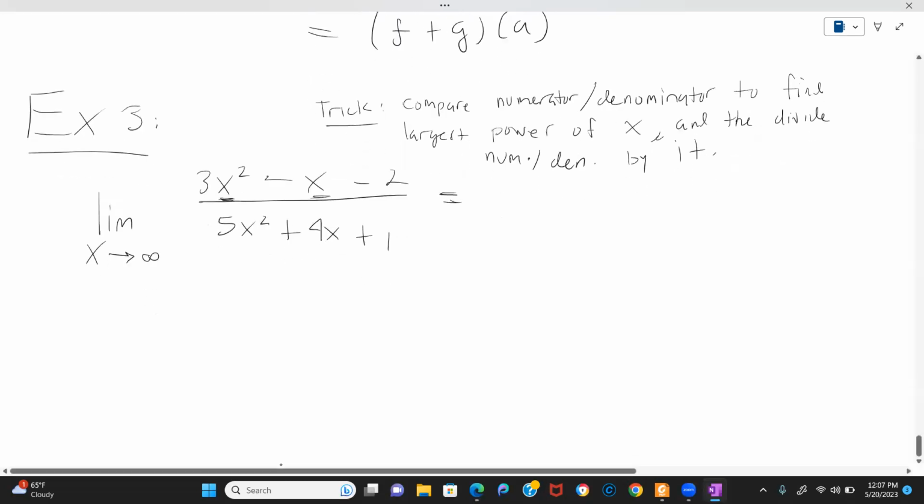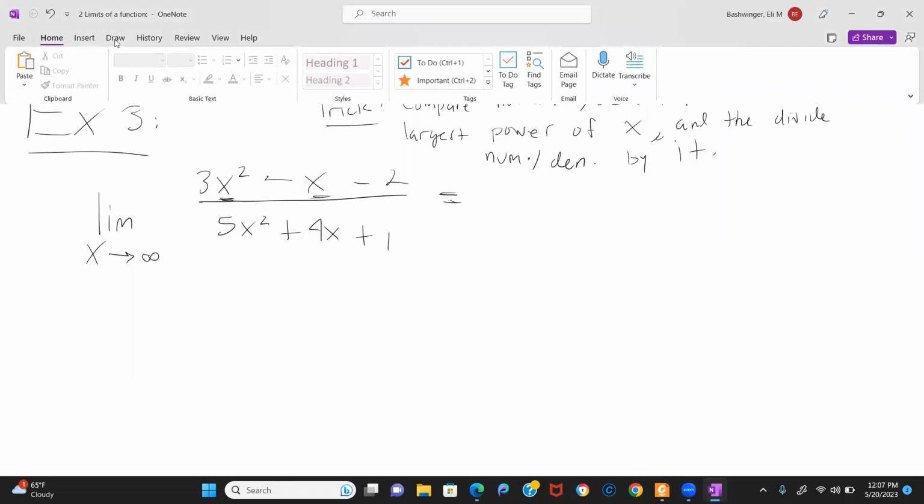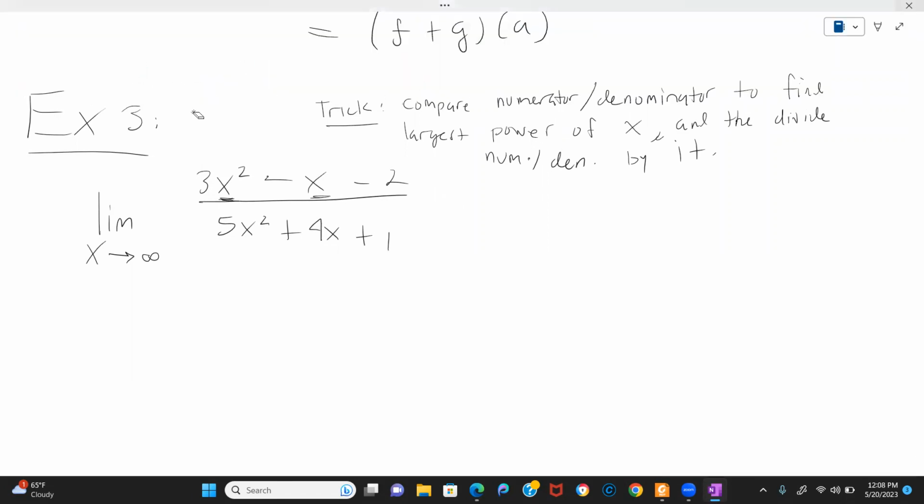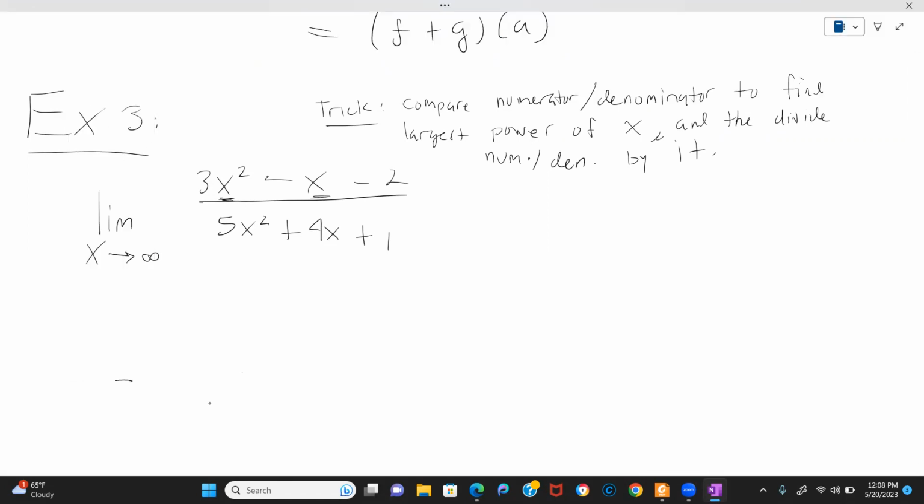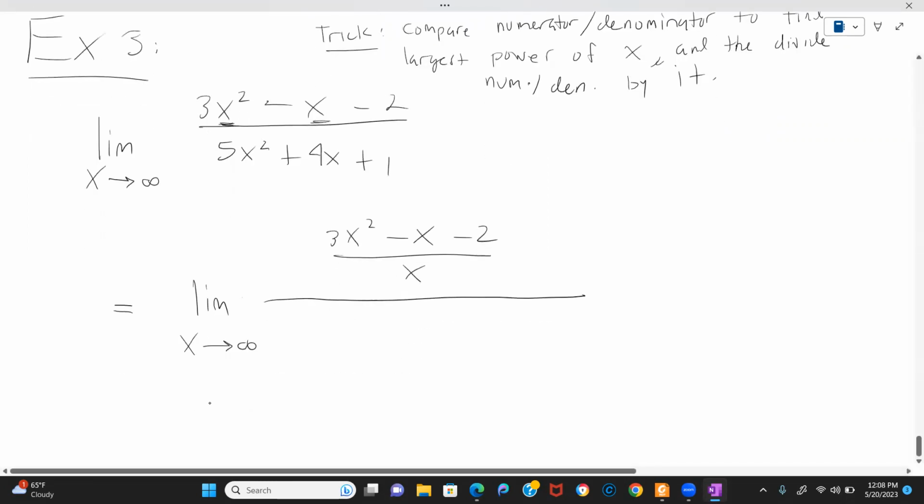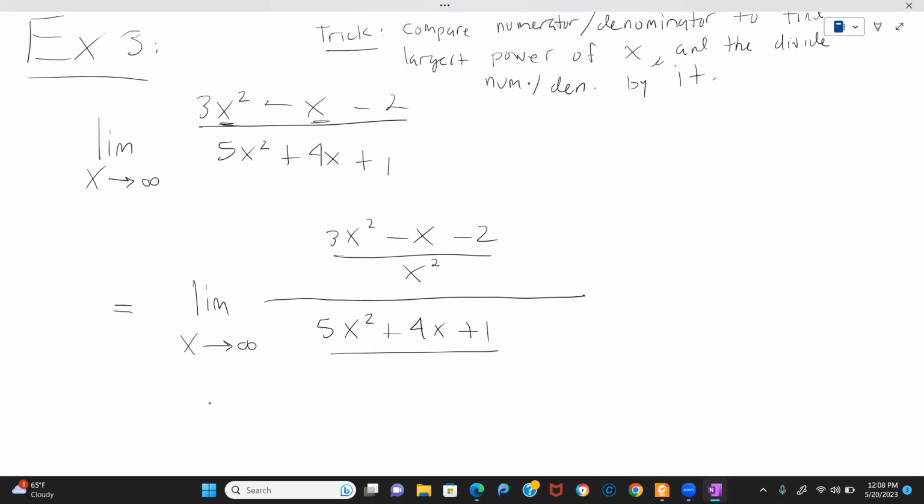So in this case, you look at the numerator and the denominator, and in fact they're just the same. x squared is the largest power of x, and that's fine. The numerator and denominator could have the same power of x. So we're going to divide by x squared in the numerator and the denominator. You have to divide both the numerator and the denominator, otherwise you're going to end up with a different fraction. If you only divide the numerator by x squared, you're going to get a completely different result. So we're going to divide the numerator and the denominator by x squared.